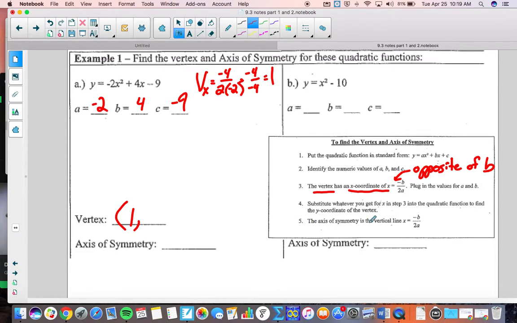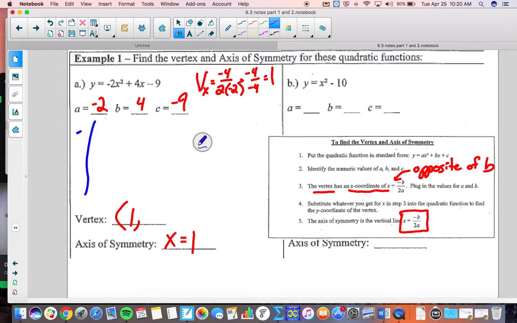By the way, the axis of symmetry is going to be a vertical line, which means it's going to be x equals whatever that number is we just calculated, the opposite of b divided by 2a. So right now I know the axis of symmetry is going to be x equals 1. I'll show you what that means here in a bit. I'll give you a visual for all of this so it makes a little bit more sense. But right now, just trust what we're doing.